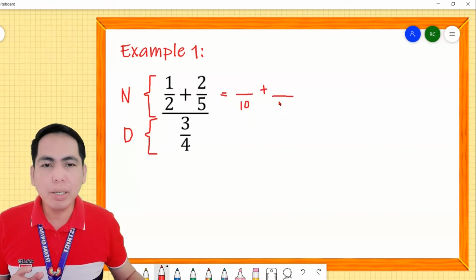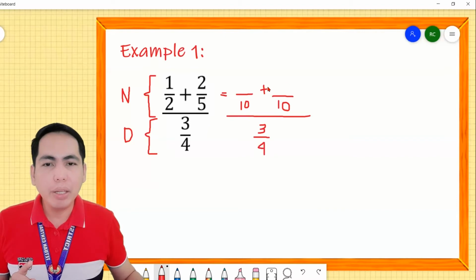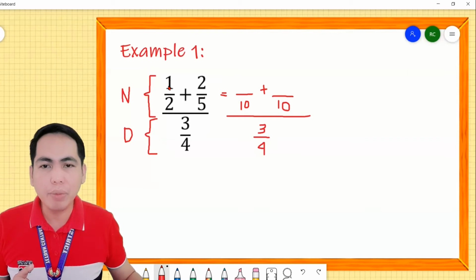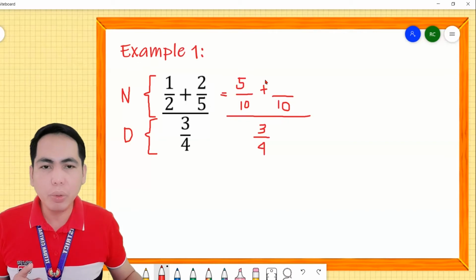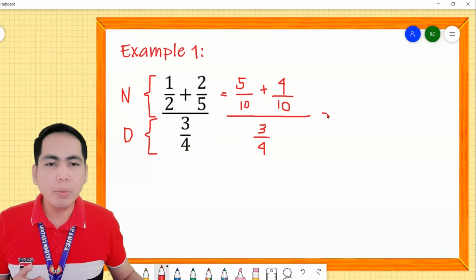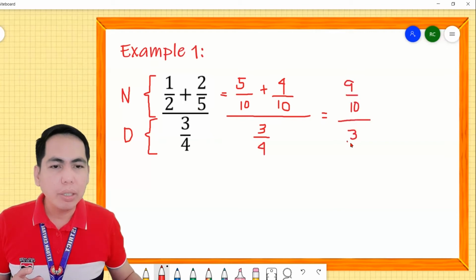So we will be using our LCM as our common denominator and then 3/4 as our denominator. We have to identify our numerators. So for us to identify the numerators, we have to identify a number that we can multiply to 2 to give us 10, and that number is 5. So we have to multiply also our numerator 1 by 5. So 1 times 5 will give us 5. And then 5, for it to become 10, we have to multiply it by 2. So we have to multiply also our numerator 2 by 2. So 2 times 2, we have 4. So in other words, 1/2 plus 2/5 is equal to 9/10 over our denominator 3/4.